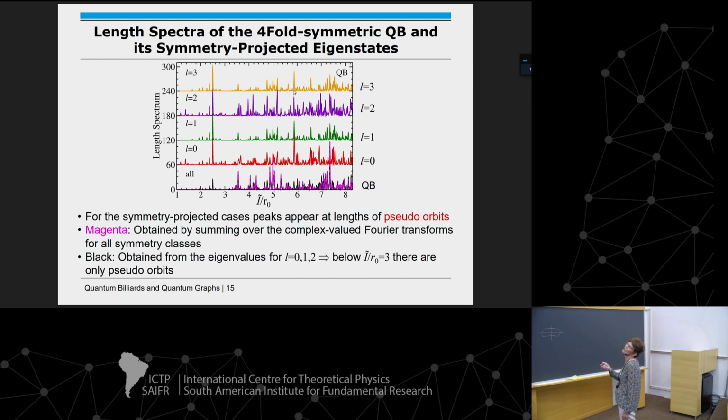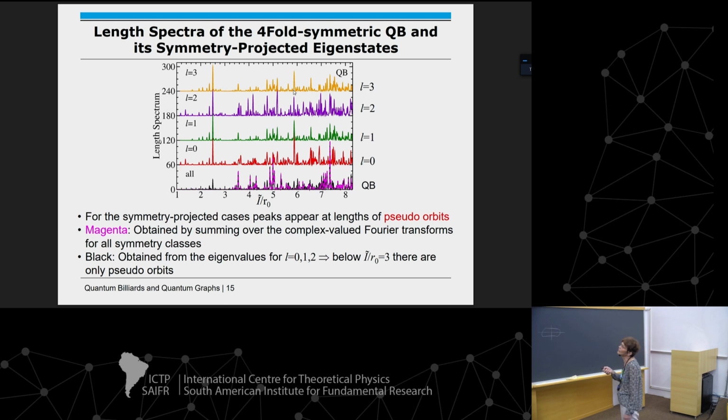Also for L equal to 0 and L equal to 2, you see that they have peaks below 3. And these are so-called pseudo-orbits. I mean, these are periodic orbits when you look into the fundamental domain corresponding to the symmetry class. And these are not periodic orbits of the full system. So if you unfold now correctly, then you don't see the pseudo-orbits in the full system. Therefore, they are called pseudo-orbits because they are only visible when you separate by symmetries.